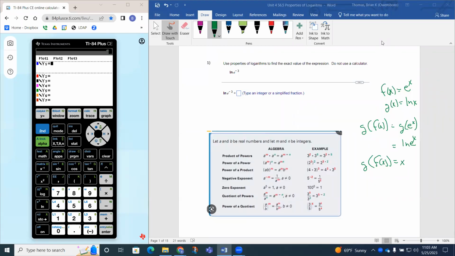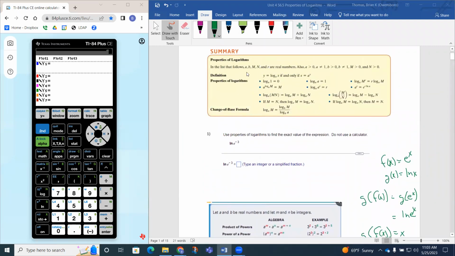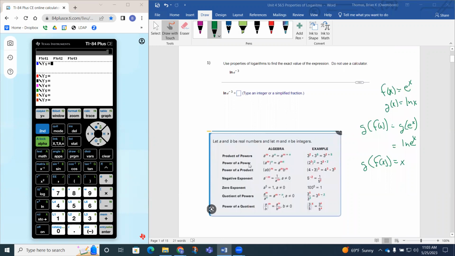So as we move into 6.5, we start to work with what we call the properties of logarithms. Again, some things to pick up on as far as the properties of logarithms: these are the most common properties of logarithms that we have. Where they actually come from are the properties of exponents.